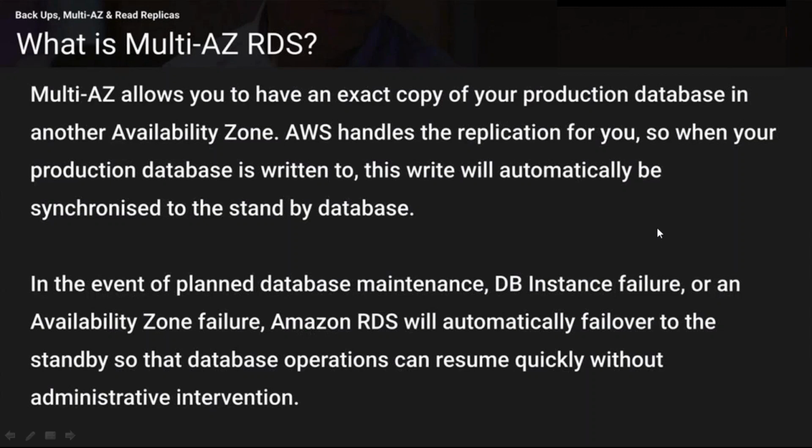So multi-AZ actually allows you to have an exact copy of your production database in another availability zone. We usually have a minimum of 2 availability zones in each region. So wherever I put the RDS across as a multi-AZ, automatically 2 copies of my database will get created. But unlike S3, where I have multiple copies of the same object, I'm not sure which copy I'm going to get connected to in the backend.